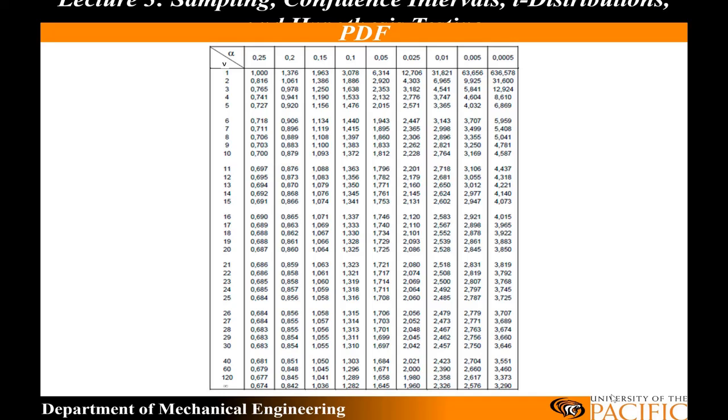Instead, we have to use what's called a t-table, and it's a function that now varies as a function of nu, which is your number of measurements minus 1. So basically nu is equal to n minus 1. And this term alpha is equal to your level of significance, so your confidence interval is equal to 1 minus alpha.